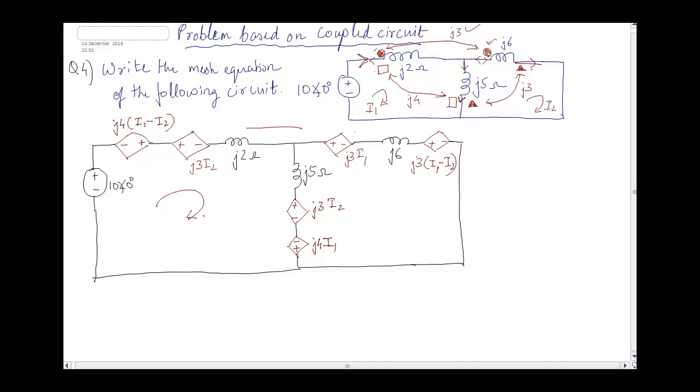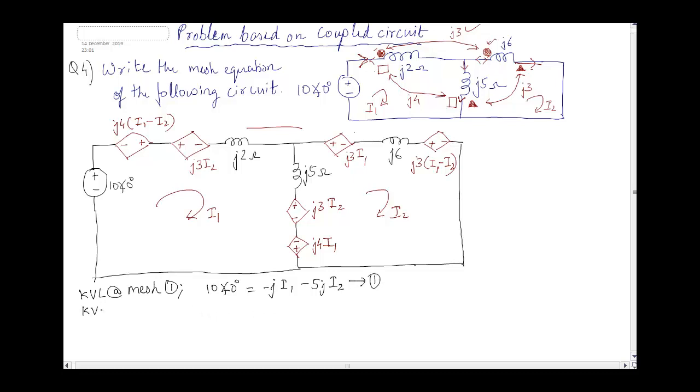So now we can write the rest of the current I1 and I2, and if you write the KVL for mesh 1 and KVL for mesh 2, we will find the equations. I'm not going to solve those equations, I'm just going to write the final equations that we get when we carry out the KVL at mesh 1. At mesh 1, I get the equation 10 angle 0 degrees is equal to minus j I1 minus 5j I2. This is the first equation.